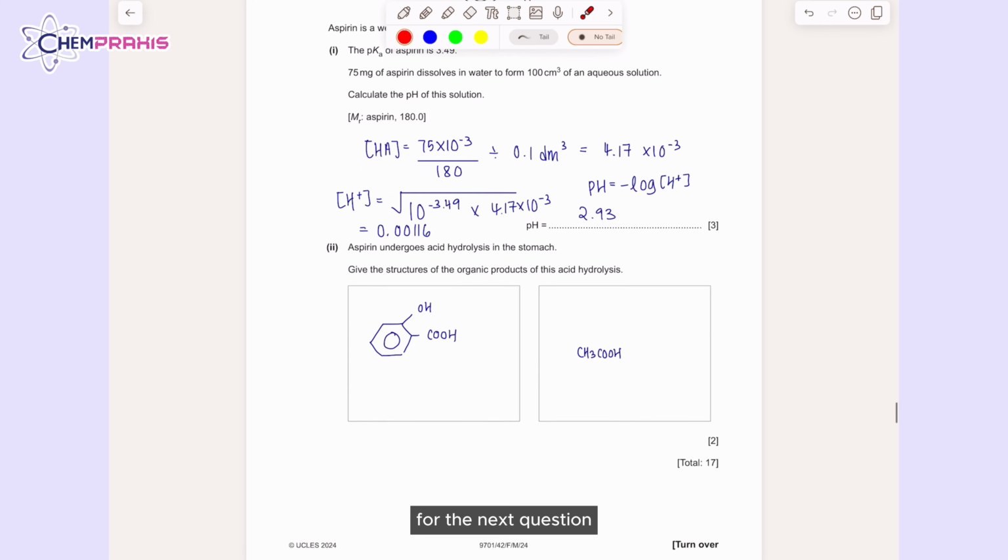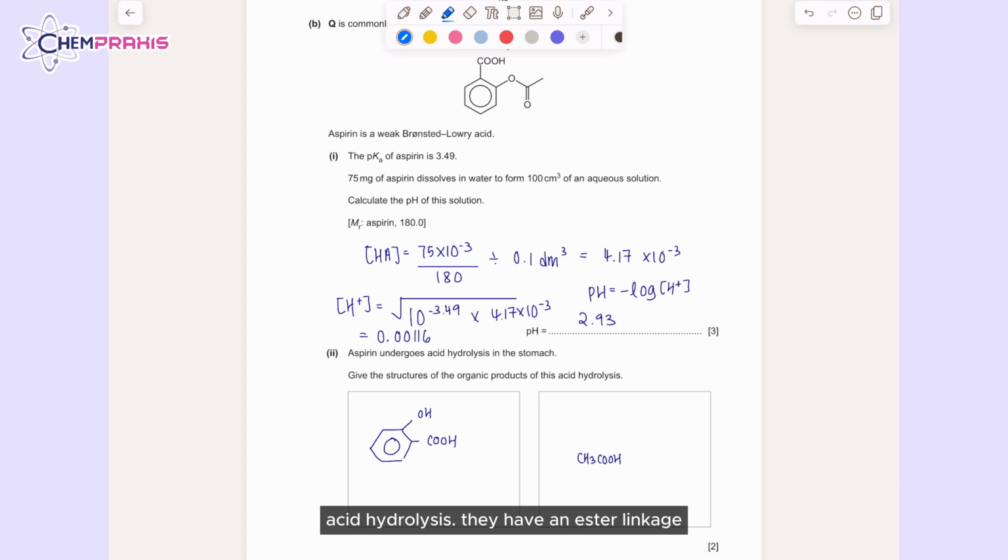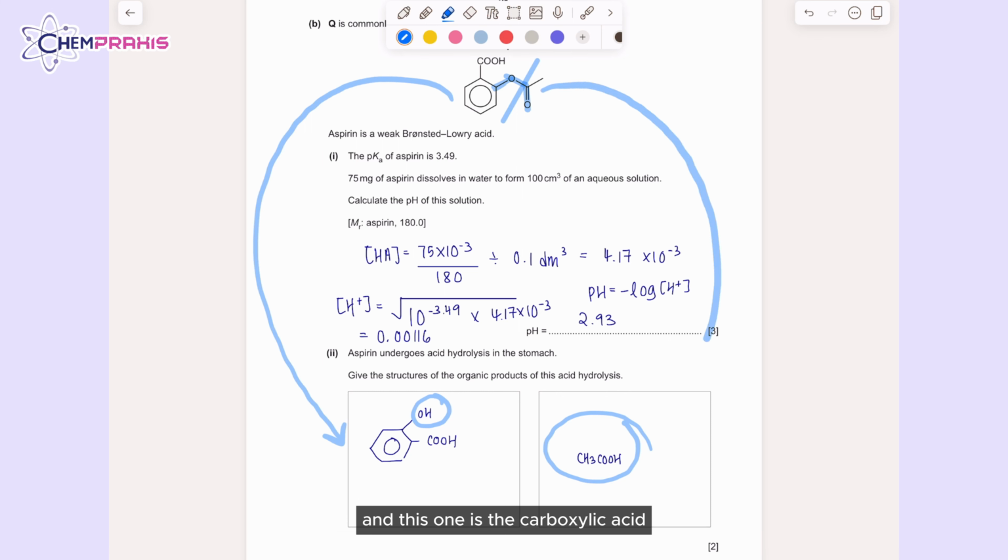For the next question, aspirin undergoes acid hydrolysis in the stomach. Give the structure of the organic products of this acid hydrolysis. It has an ester linkage, so acid can break the ester bond. When acid breaks the ester bond, you will get this one and this one. This is the phenol that forms after the breaking of the ester bond, and this one is the carboxylic acid that is formed because of the bond breaking as well.